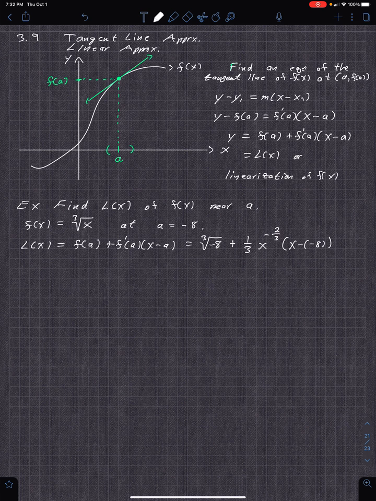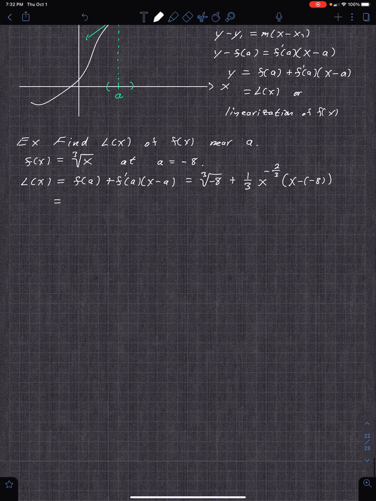And now we simplify. So that's equal to negative 2 plus 1/3 times negative 8 to the negative 2/3, times x plus 8. This is a nice number, don't get me wrong, you know what the cube root of 8 is. But it'll show you that you could simplify and get closer.